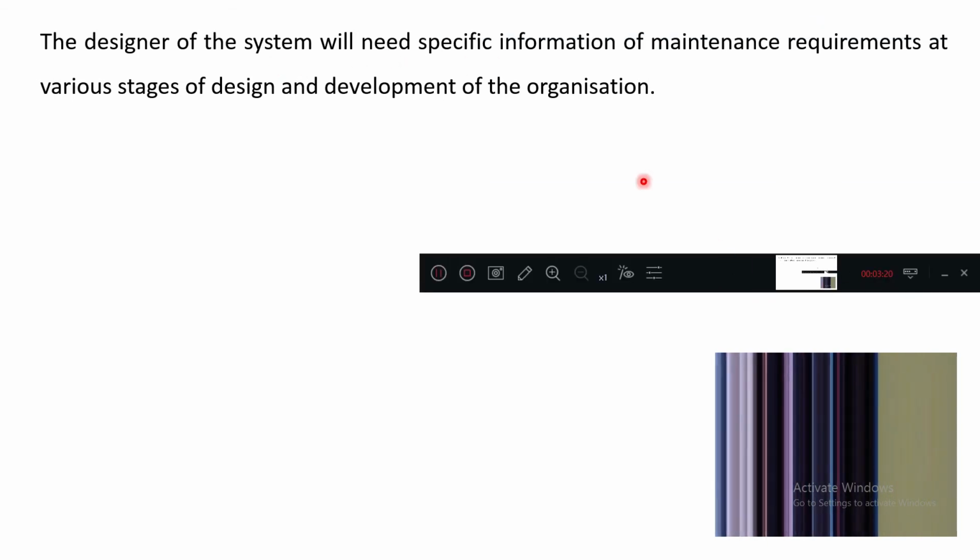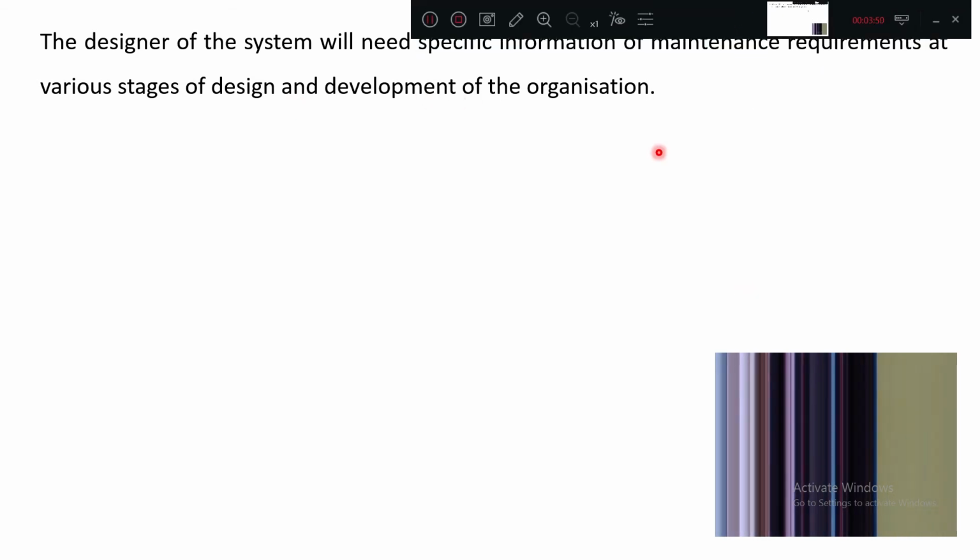Now the designer of the system, the person who is going to design, will need specific information of maintenance requirement. Means what? How many plumbers are required for this type of project? How many electricians are required? How many road workers, or how many painters, how many bar benders? Similar requirements he has to find. He needs to get this type of information at various stages of design and development.